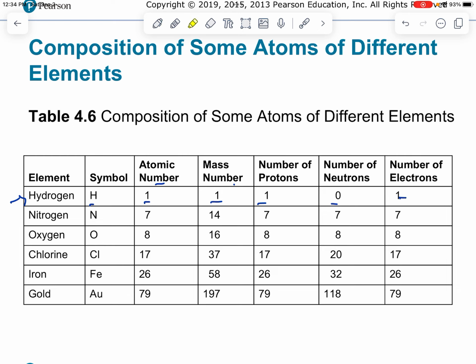Nitrogen, it has an atomic number of 7, therefore it has 7 protons, and it's also going to have 7 electrons. The mass number for this isotope is 14. And remember, this is N plus P. And so we know that the number of neutrons is going to be 7. And we get this column by taking the mass number minus the number of protons.